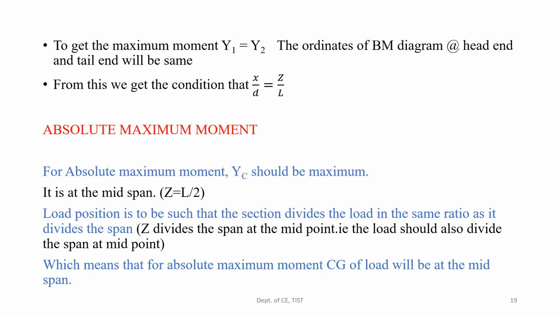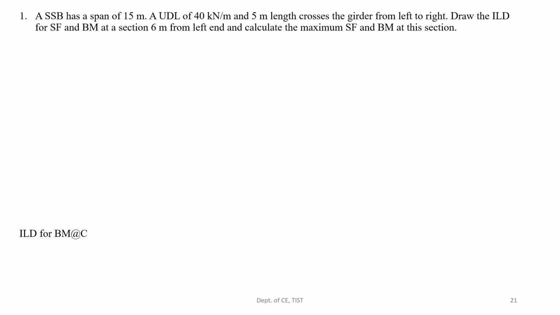Next, we have to see the problems related to this topic. So, problem number 1. This is the question: A simply supported beam has a span of 15 meter, and a UDL of 40 kN per meter and 5 meter length crosses the girder from left to right. Draw the influence line diagram for shear force and bending moment at a section 6 meter from the left end and calculate the maximum shear force and bending moment at this section.